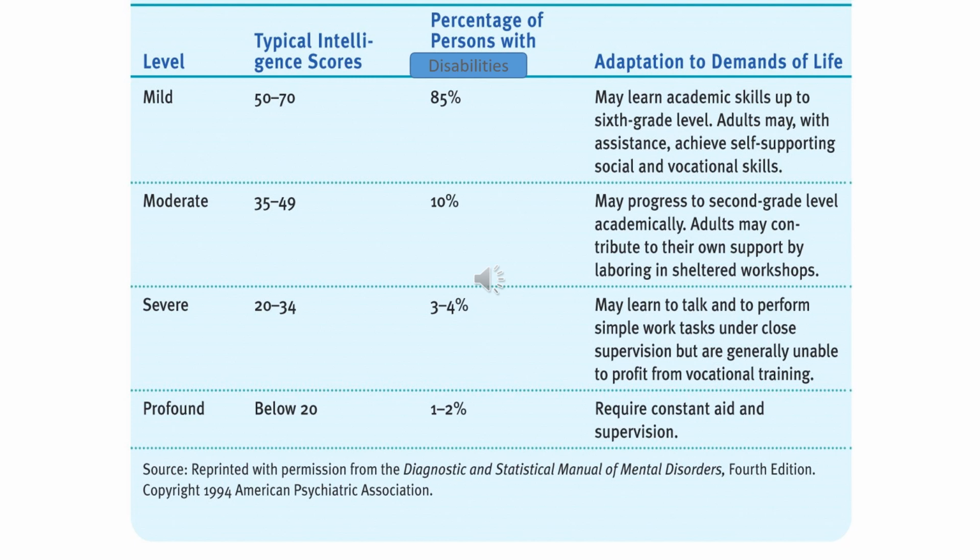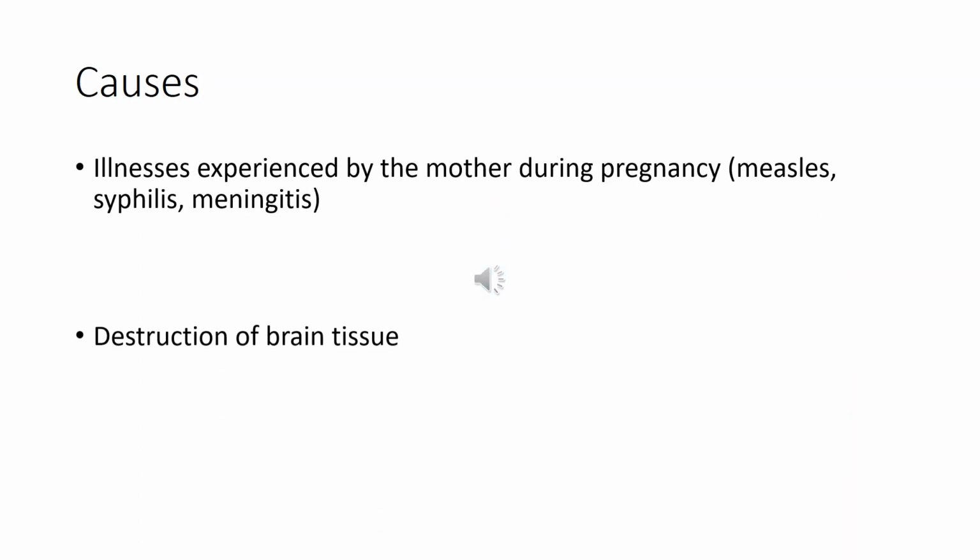So the profound category would be an intelligence quotient below 20. Very few fall into this range, but this is like an infant. Think of an infant, you have to do everything for them. So they can't talk, they can't feed themselves. Most of them cannot even walk here. So you're thinking about what you would have to do for an infant.